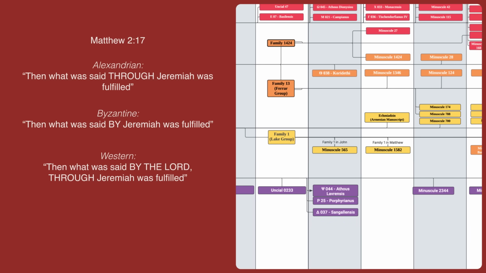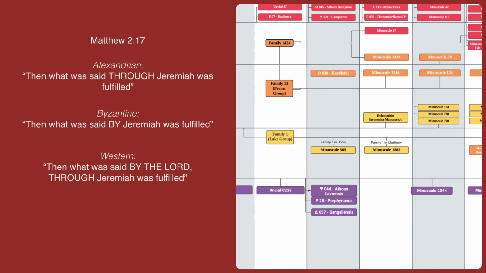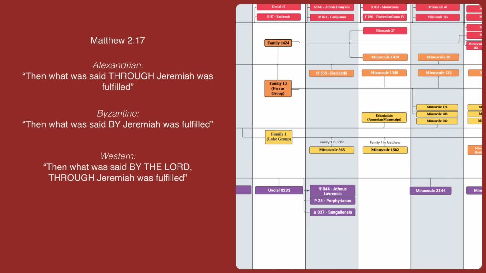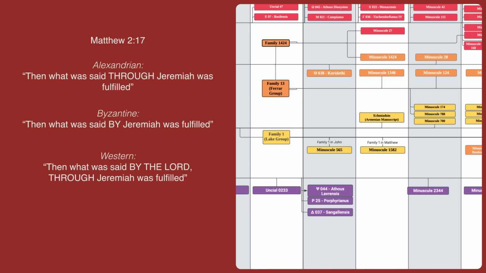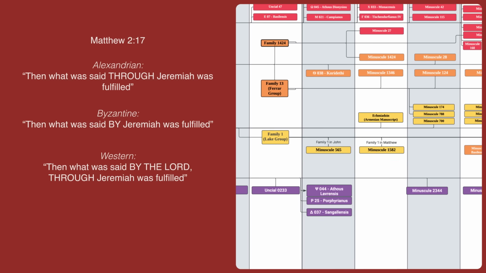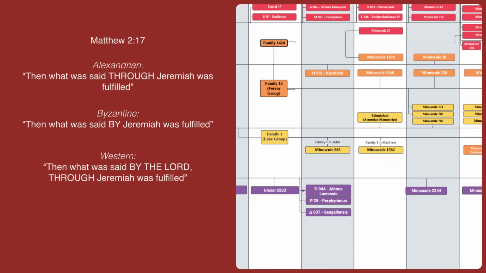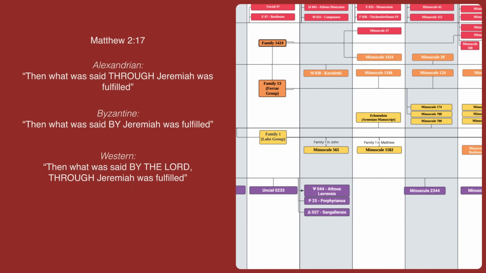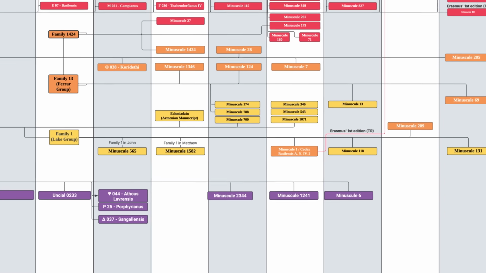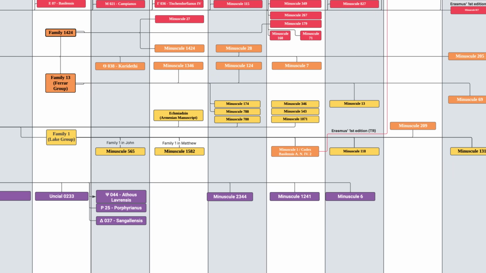So here's a good example of the Western text type expanding things to make sure that everyone understands that it was God who said it, but that God said it through Jeremiah. Since the Alexandrian version is likely the original, that's the version that you'll find in most modern Bibles. And the vast majority of textual differences are like this one. There are, however, a few differences that are a bit more consequential. Let me share with you the three that are probably the most important.